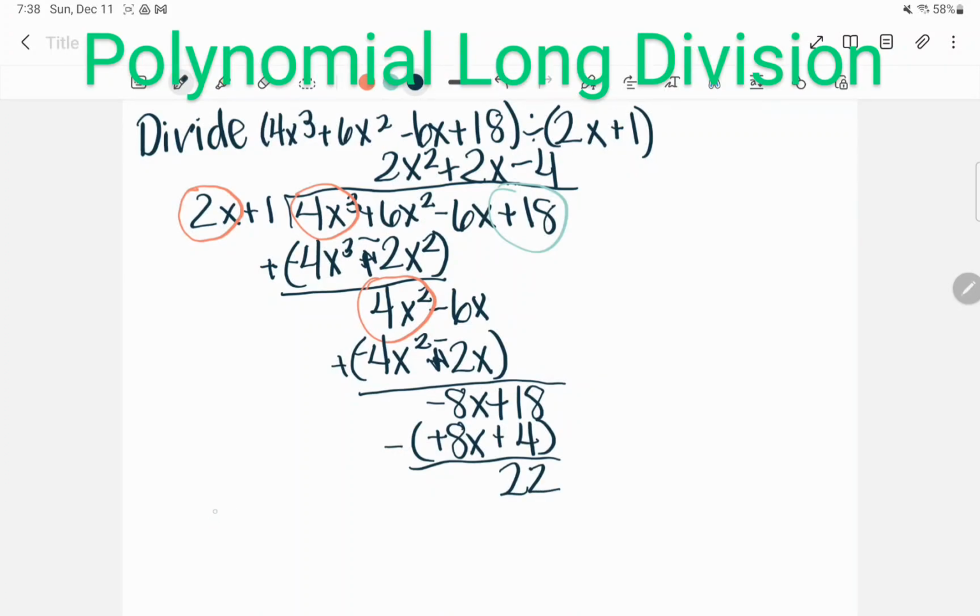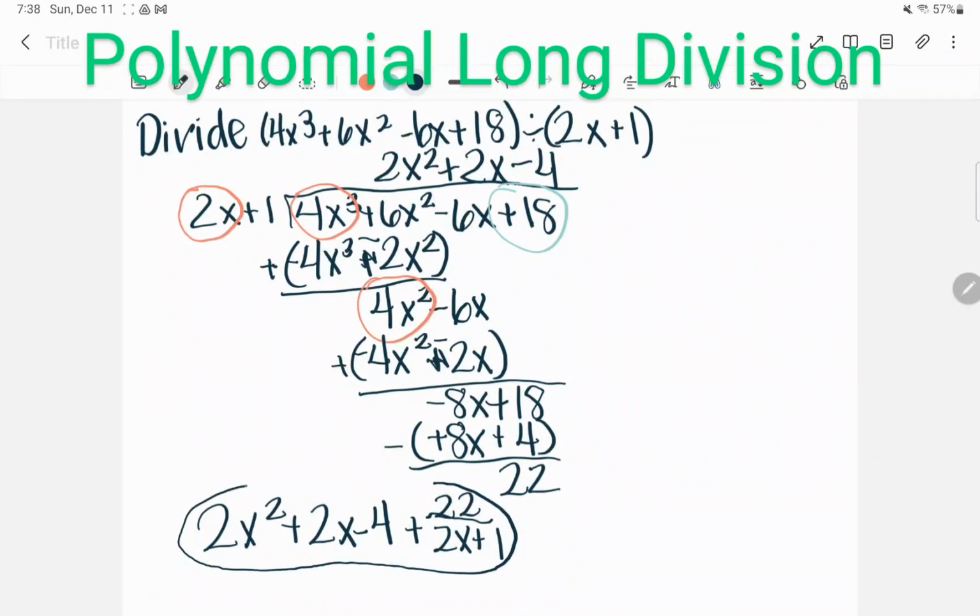So my final answer is going to be expressed as 2x squared plus 2x minus 4. And then just like I would write my remainder if I were to have divided something by 21 as a fraction over 21, with a denominator of 21, I'm going to write this similarly. My remainder number is going to be the numerator of the fraction, and my divisor is going to be the denominator. So there is an example of polynomial long division with a remainder.